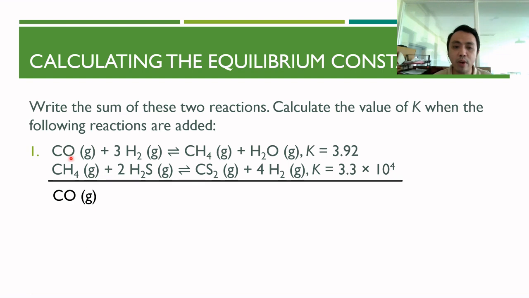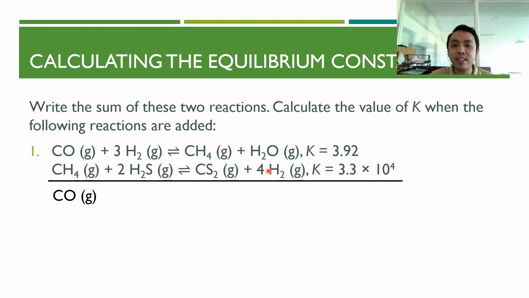First, looking at our carbon monoxide, CO gas, we see that CO is alone in the two equations. We don't see CO appearing at all in the second equation, so we copy CO as it is. Next, let's look at our H2. H2, we note, is present here in the first equation. We see it being part of our reactant as 3H2. While for our second reaction, if we look closely, H2 is also present, this time as a product.